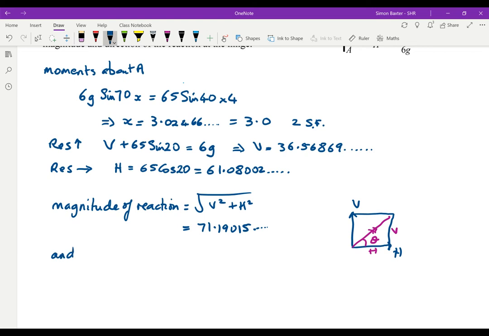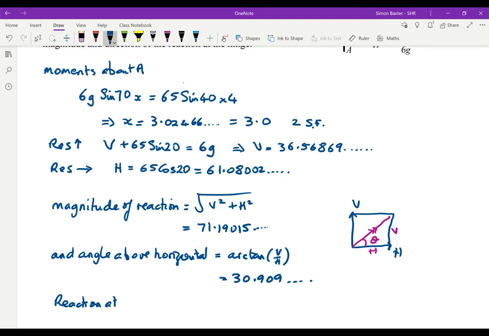And the angle above the horizontal is arctan. And then if we look at the diagram, tan theta is V over H. Theta is therefore arctan V over H. Using all the figures that we have, that gives us 30.909 and lots of other numbers. So the reaction at the hinge is 71 newtons at an angle of 31 degrees above the horizontal. Two significant figures because I've been using g.